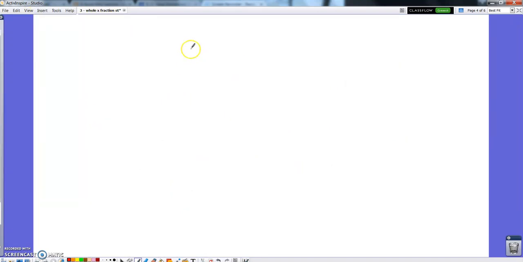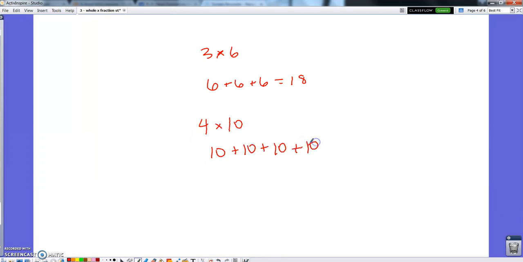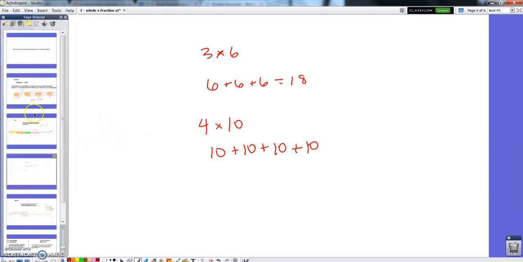So the third strategy you can use, let me make a quick aside here. Probably one of the first ways you learned to do 3 times 6 was repeated addition. 3 times 6 is 6 plus 6 plus 6, which is 18. Or 4 times 10 is 10 plus 10 plus 10 plus 10. 4 groups of 10, repeated addition. And that's a strategy you can still use with fractions.